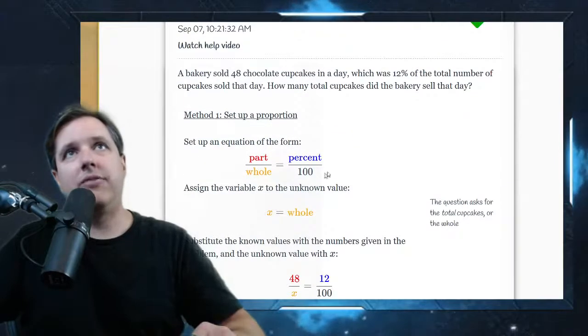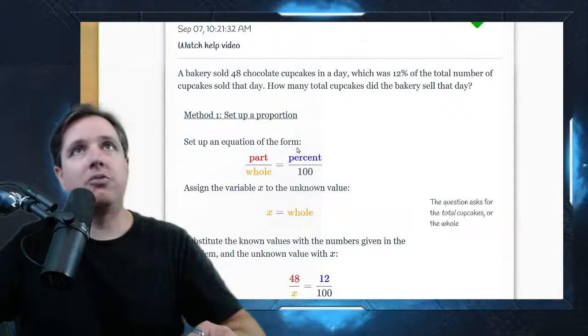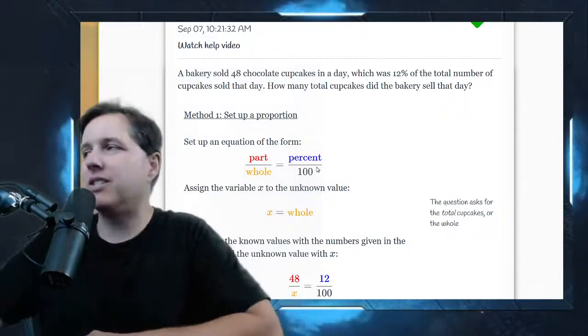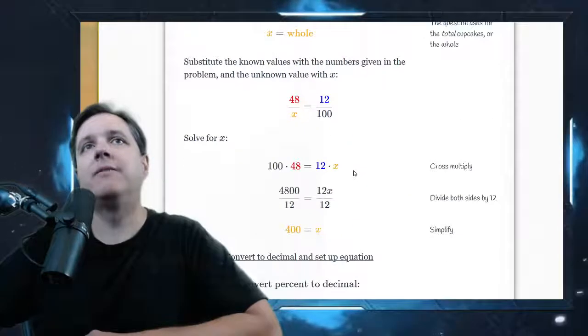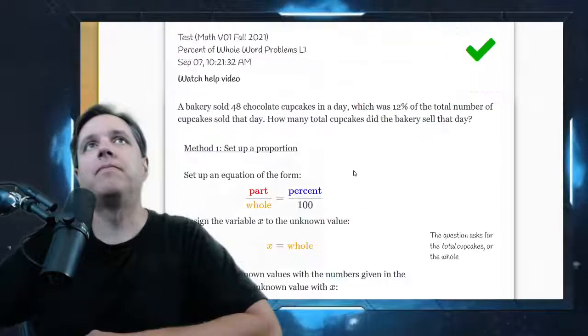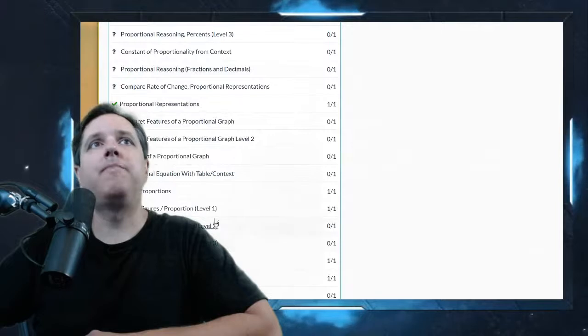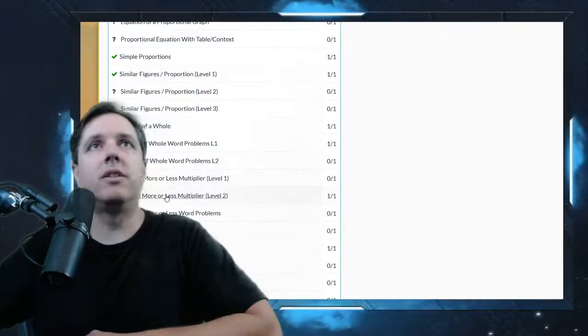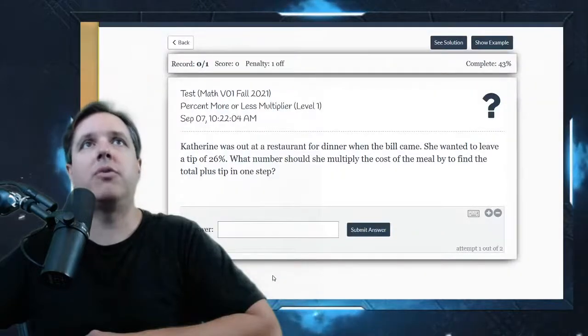This is a slightly different setup of that problem. Notice how they just write it as percent over 100. This is the same equation we're talking about. It's just a slightly different setup for it. Okay. All right. Let's see, where are we? Let's see, we did percent. Did we do percent more or less?